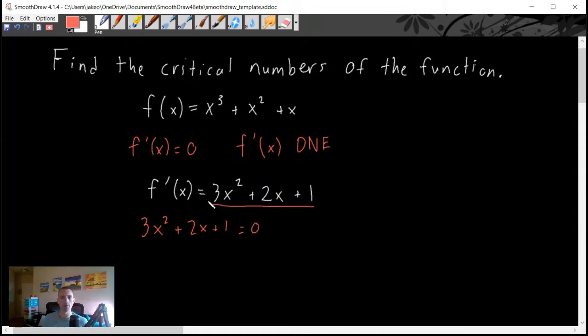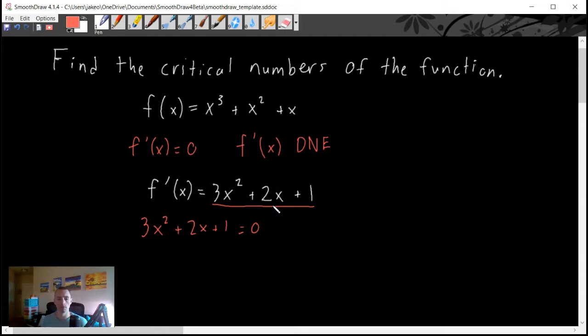Well, let's think about what this function is. This is a polynomial, right? 3x squared plus 2x plus 1 is an example of a polynomial function. Polynomials exist for all x values. They're continuous for all x values. Their derivative exists for all x values. This right here was a polynomial. The derivative of a polynomial is just going to be another polynomial.